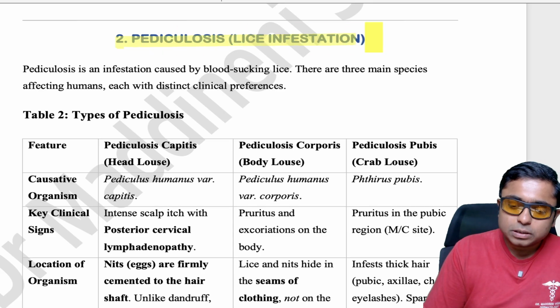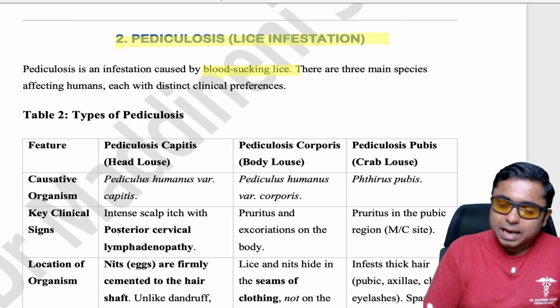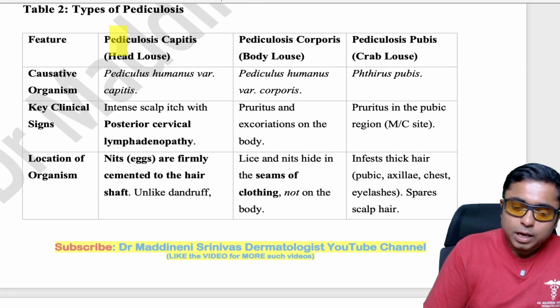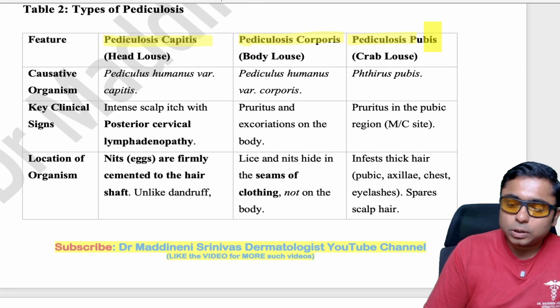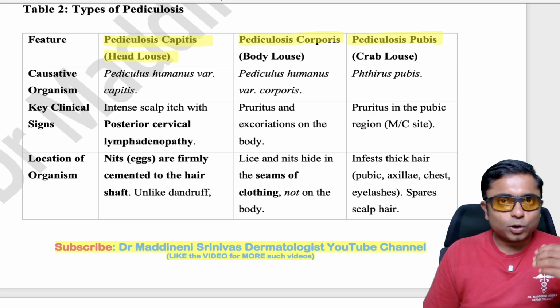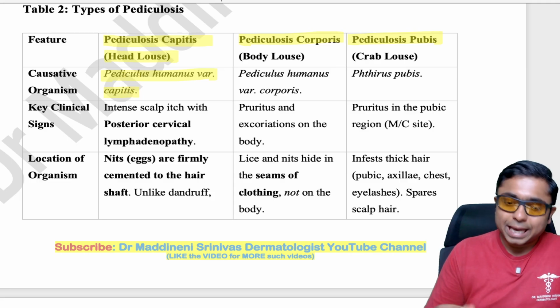Coming to pediculosis, lice infestation, it is due to blood sucking lice, and we have three main species which can affect human beings. So what are those? Pediculosis capitis, corporis, and pubis. Each of them is very important. So capitis is the head louse, and it is Pediculus humanus var. capitis.